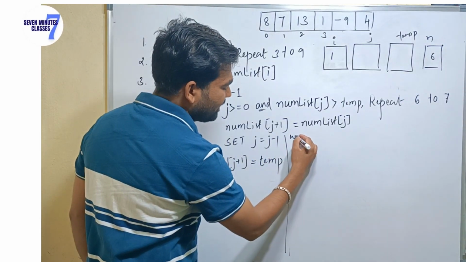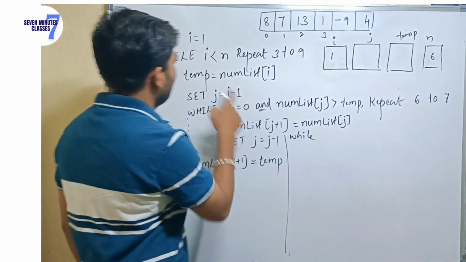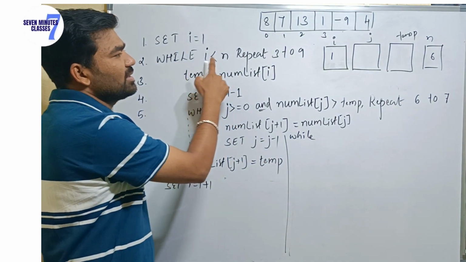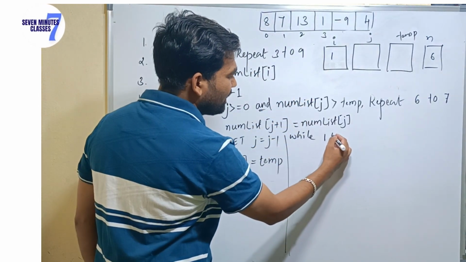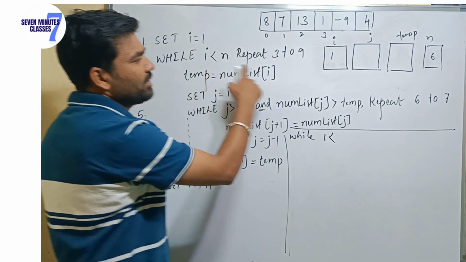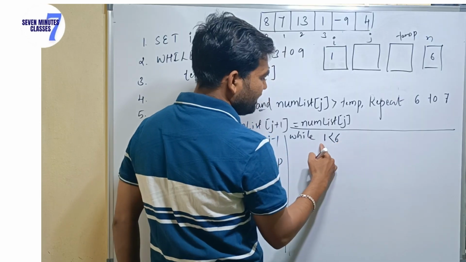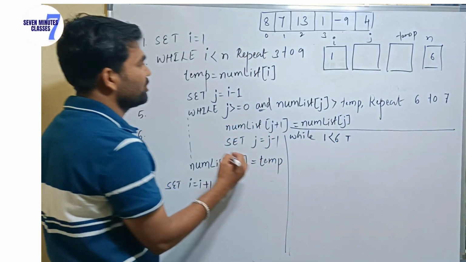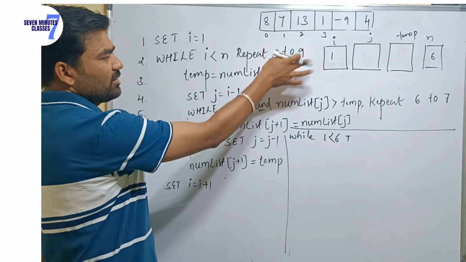Okay, while I is less than n. What is the value of I? 1. 1 is less than n. What is the value of n? 6. It is true or false? Yes, it is true. If it is true, repeat steps 3 to 9, that is what I wrote.